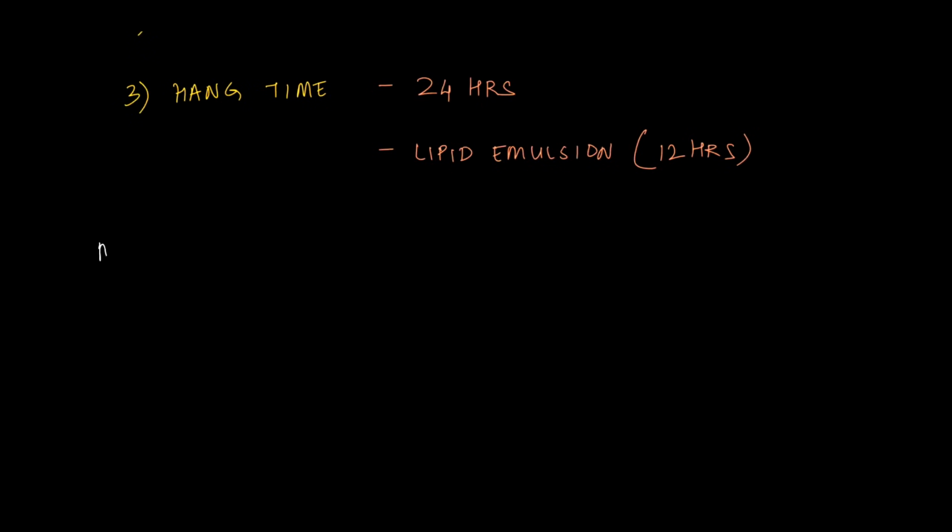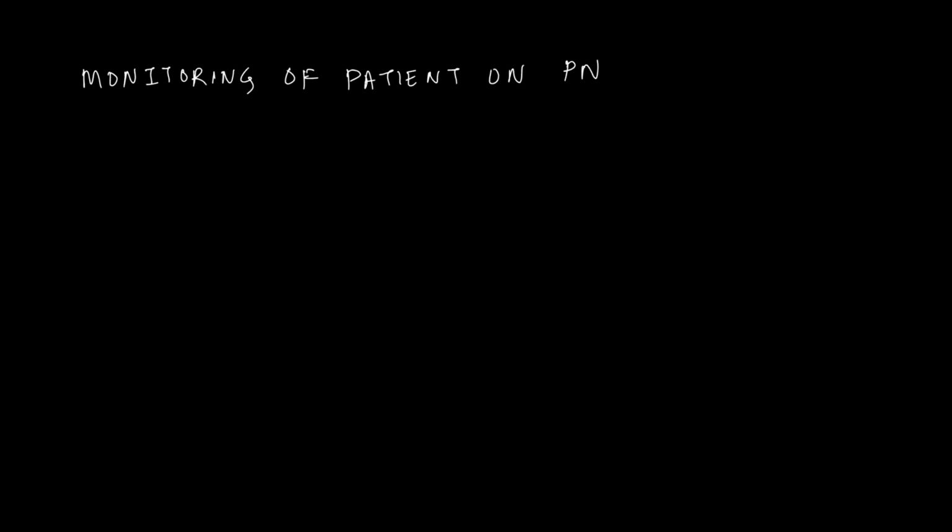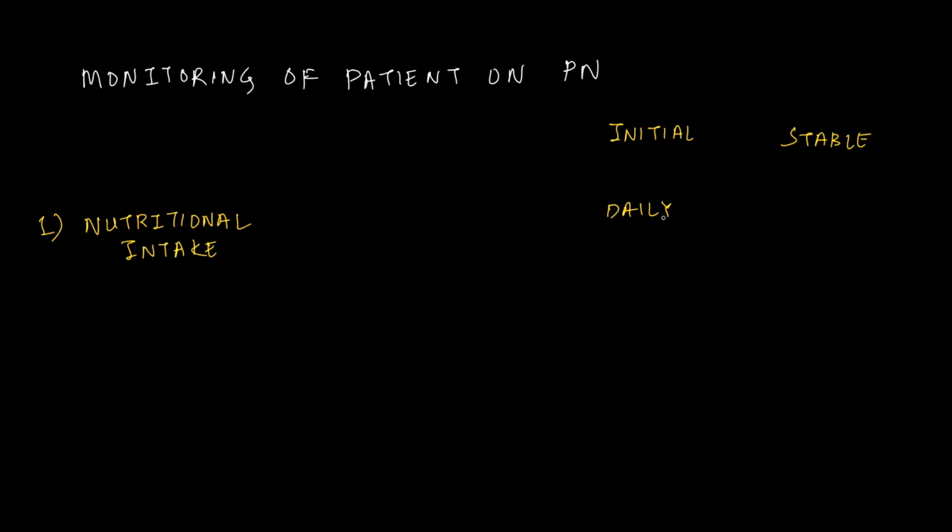So now let us come to the monitoring of a patient on parenteral nutrition. So we have the monitoring when the initial parenteral nutrition is started and once the patient is stable. So first, the nutritional intake, whether it suffices or it is enough to meet the requirements of the patient. Initially, this assessment needs to be done daily, and once the patient is stable, can be done twice a week.